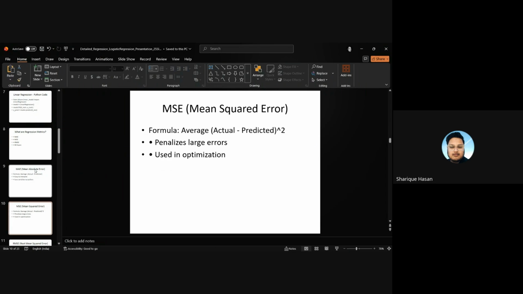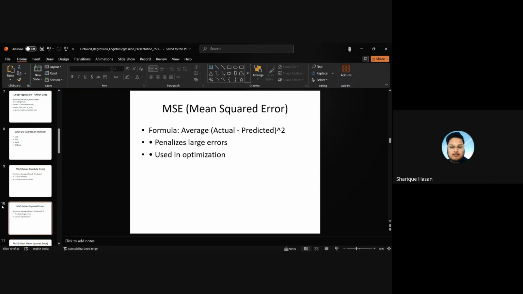First we will start with MAE, which is mean absolute error. The formula is equal to the average of the absolute value of actual minus predicted. It is easy to interpret and less sensitive to outliers. We use this for regression model evaluation. The actual value minus the predicted value is the loss, and taking its average, we get the mean absolute error.